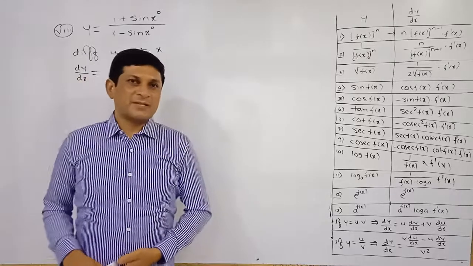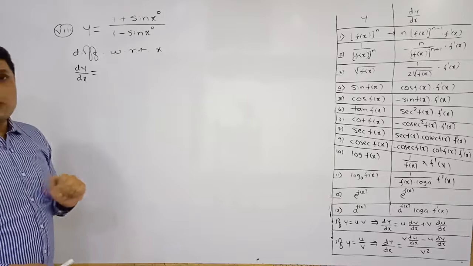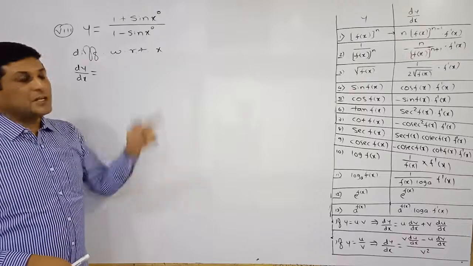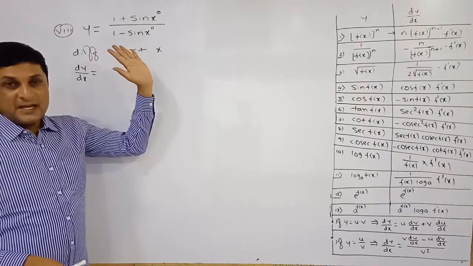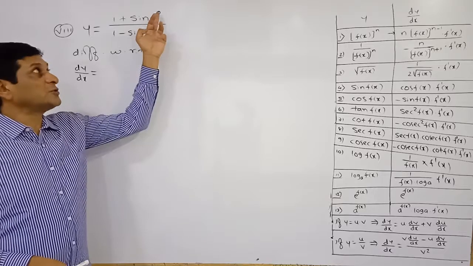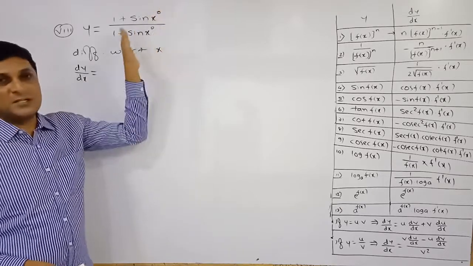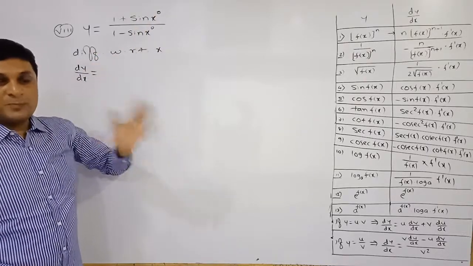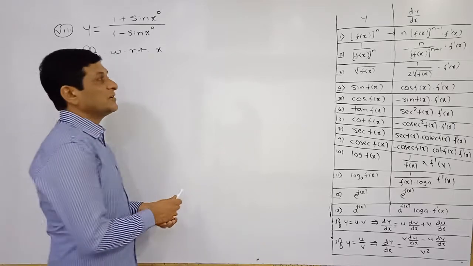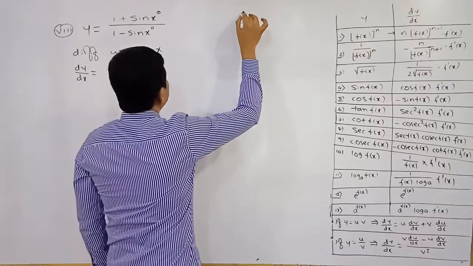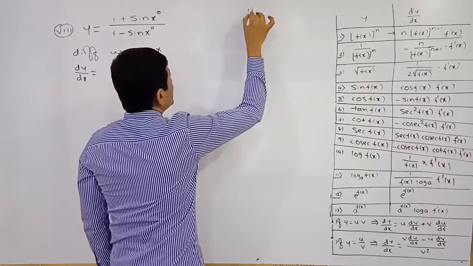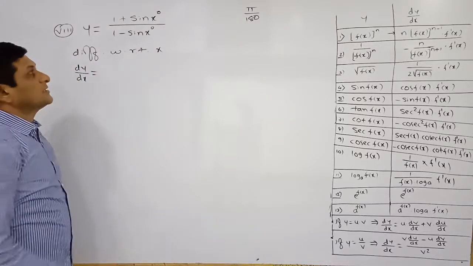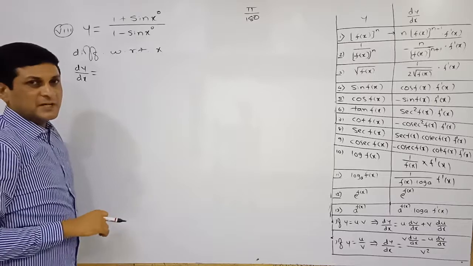Now let us try to solve the next example, example number 8. If you observe the given function, it is in the form of u upon v. But if you observe this function very carefully, x degree appears here. X degree means the angle is not measured in radians. If nothing is given, it is considered that the angle is measured in radians. But here the angle is measured in degrees. And I hope you remember one important result to convert degrees into radians: we multiply by pi by 180. So using this relation, lastly we will convert degrees into radians.